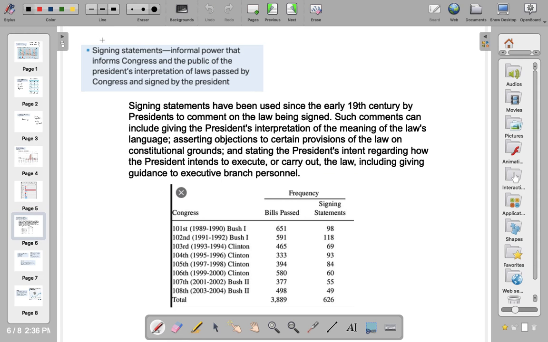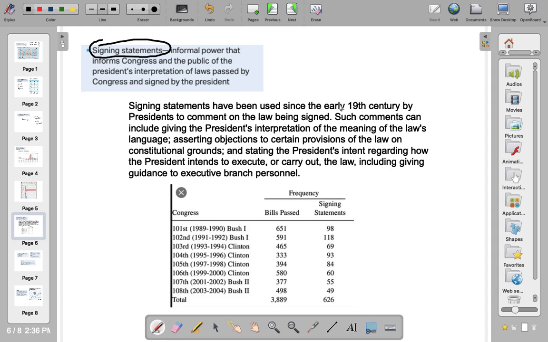All right, signing statements. Signing statements are an informal power. They are not really in the Constitution, but over time, presidents sometimes will write additional comments at the bottom of a bill when they sign it. Now, why would they do that? Well, let's go ahead and read this here.